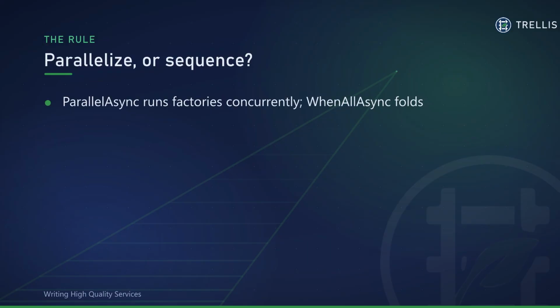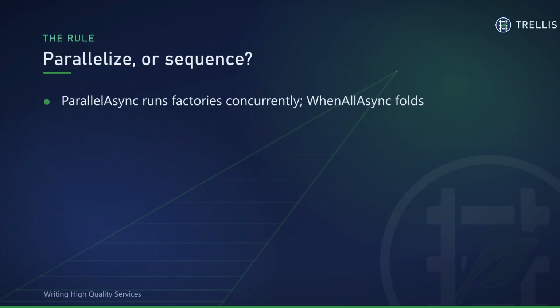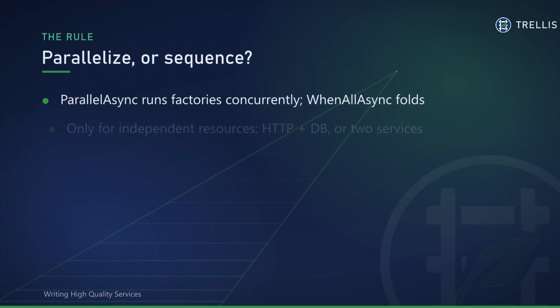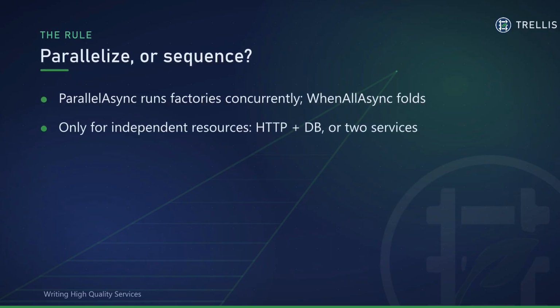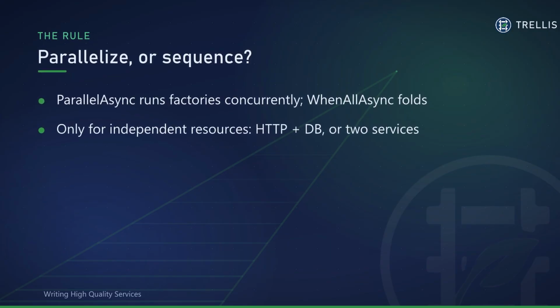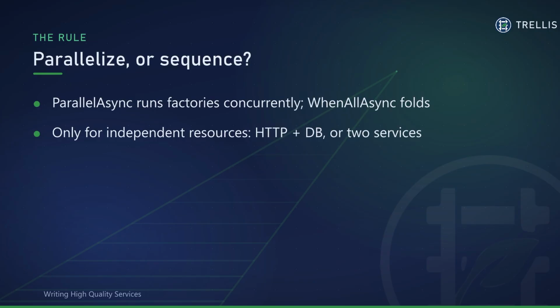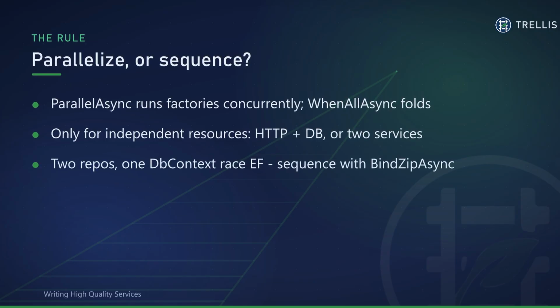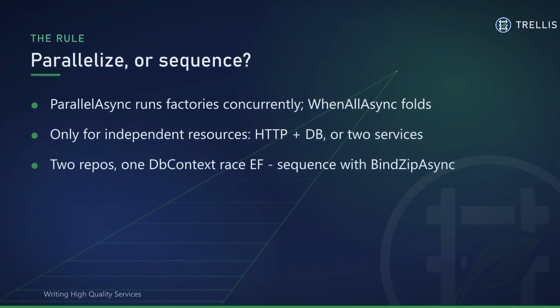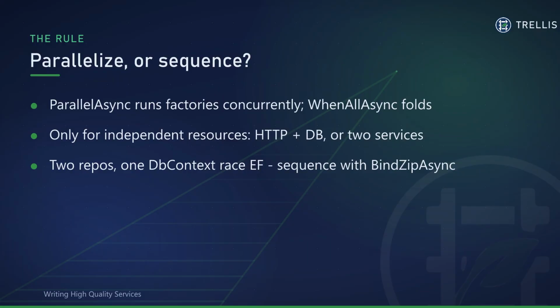Here's the rule. ParallelAsync takes factories, not started tasks, and runs them together. WhenAllAsync folds the results with combine. Use it only when the loads hit independent resources: an HTTP call and a database, two services, or two contexts you made yourself. But two repositories sharing one scoped DbContext will race EF Core and throw. Those stay sequential. When in doubt, sequential is safe.